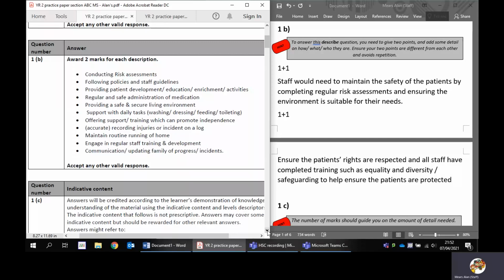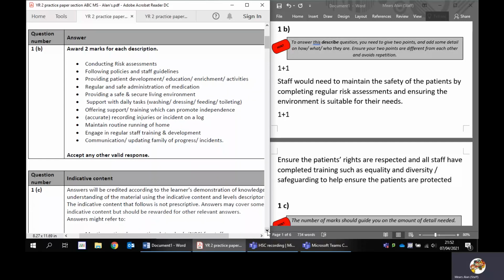We've got resident enrichment education, safe and secure living, support medication and daily tasks, offering training to promote independence, accurately recording information, engage staff in regular training and development. There we go. And update family events. So we've kind of got the last one here. Now, as I said, that extra point, any valid response would really be our saviour, but it's kind of, we've got the same idea, we've just worded it differently, which is absolutely fine.